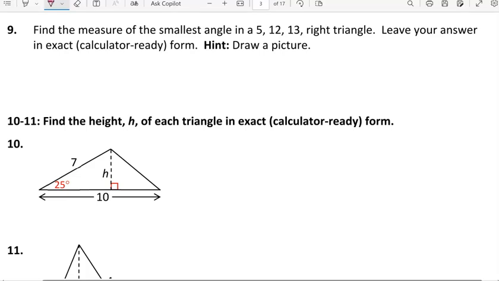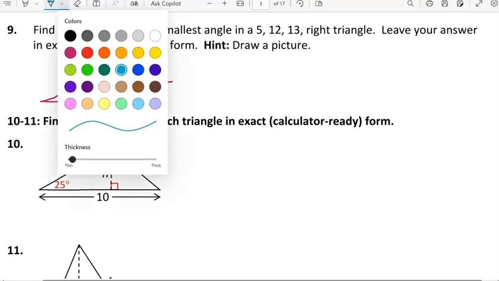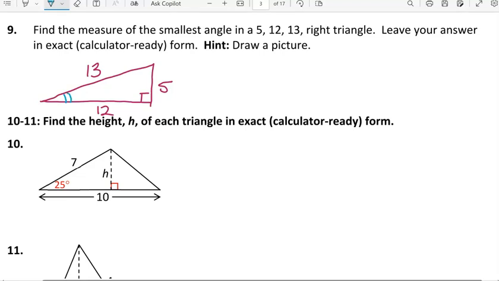In number 9, we're finding the measure of the smallest angle in a 5, 12, 13 right triangle. So I'm going to draw a picture, and I'm going to try to draw it accurately here. 5 is the smallest of the 3 sides, 12 is the adjacent leg, and 13 must be the hypotenuse. The smallest angle, I hope it's obvious from the picture, if drawn accurately, is going to be over here opposite the smallest side, 5. So I'll call that angle theta and write an equation, and you can pick your favorite of the 3 ratios. It doesn't matter which one you pick. So I'm going to pick tangent.